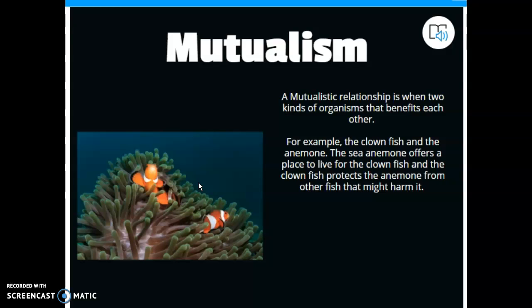The clownfish has a place to live because not many fish can come near the sea anemone without getting stung and they die. And then the sea anemone gets protected from those fish that can come near it, because you saw how angry those clownfish were yesterday, right? Like, they don't like things being around their home. They're not as nice as they are in Finding Nemo.